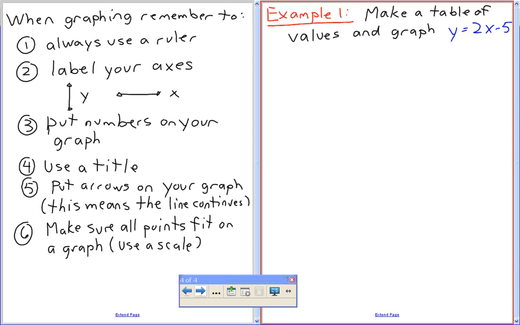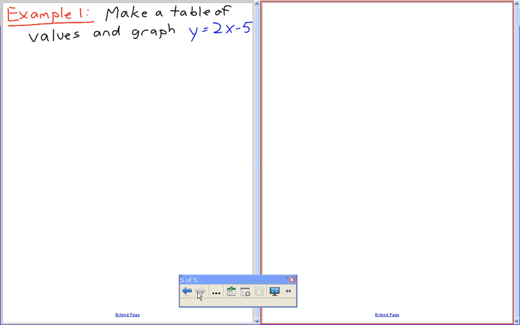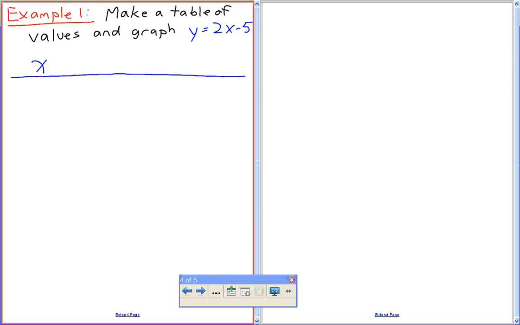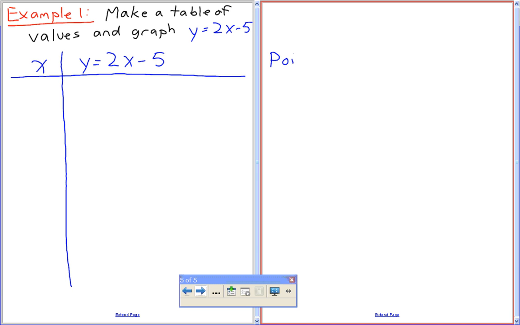This is the way our table of values is going to work. I'm going to put my x values right here, on the very left. I'm going to draw a line all the way across. I'm going to put here y = 2x - 5, which is my equation. And on the right-hand side, I'm just going to put a little column called point (x, y).